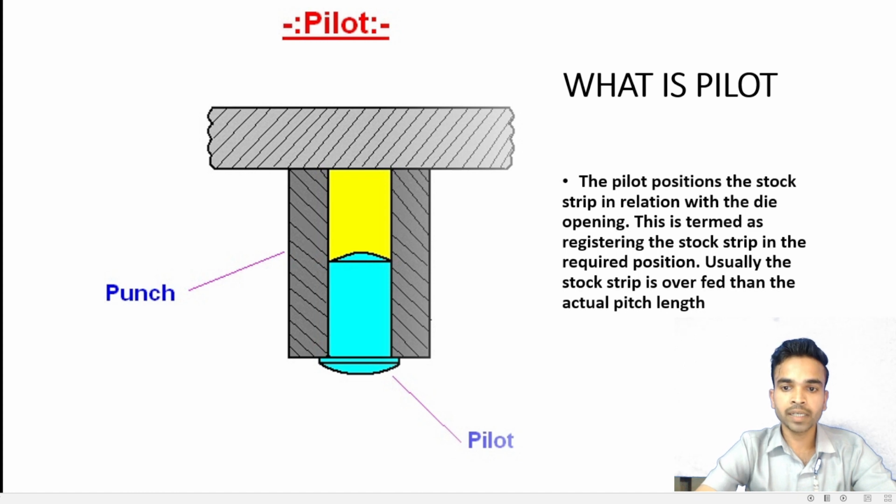Now the pilots. What is the use of pilot in progressive tool? The pilot positions the stock strip in relation with the die opening. This is termed as registering the stock strip in the required position, using the stock strip that is overfed than the actual pitch length.